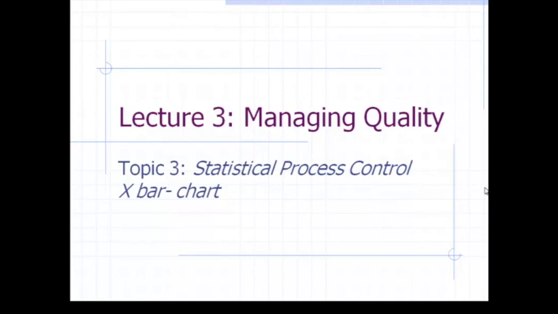Hi everyone, now it's topic 3, statistical process control using X-bar chart. In the previous topics, in topic 1, we defined total quality management, and also briefly overviewed the normal distribution and the standard normal distribution. Then in topic 2, we learned how to use a normal distribution to calculate the yield rate, and also how to use the Cp index to measure how good the process is.